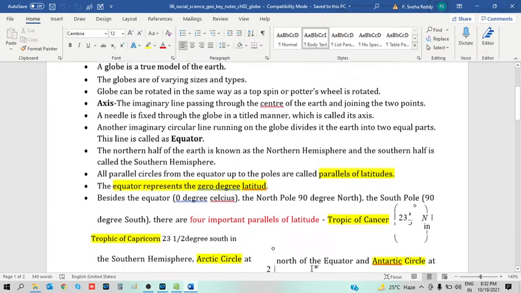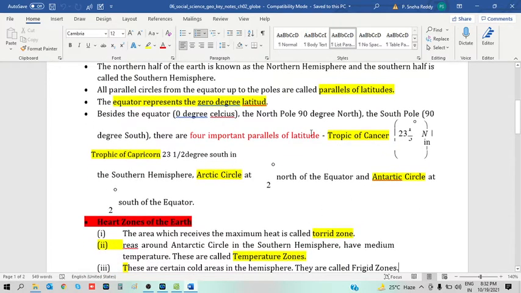This is very important from the exam point of view. Four important parallels of latitude: Tropic of Cancer, 23.5 degrees north, and Tropic of Capricorn, 23.5 degrees south, in the southern hemisphere. The Tropic of Cancer passes through the middle of India, through approximately 8 states. Then the Arctic Circle, around 66 degrees north of the equator, and the Antarctic Circle to the south of the equator.